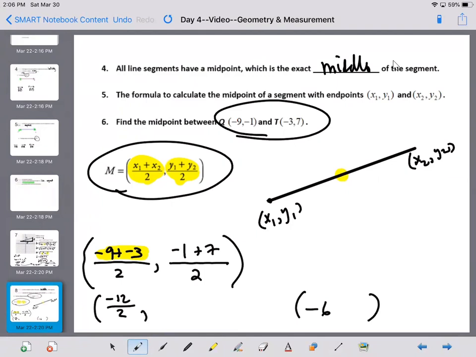Between -9 and -3 would be -6. -1 plus 7 is going to be 6. Divide that by 2 and you're going to get 3. So the midpoint between -1 and 7 would be 3. So this is what would be your midpoint value.